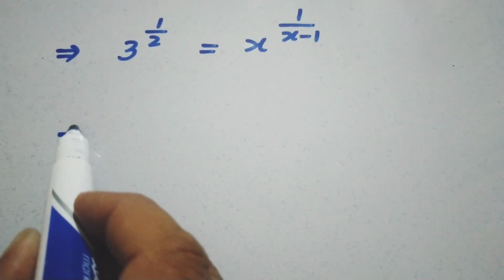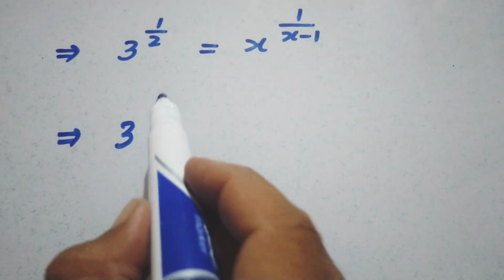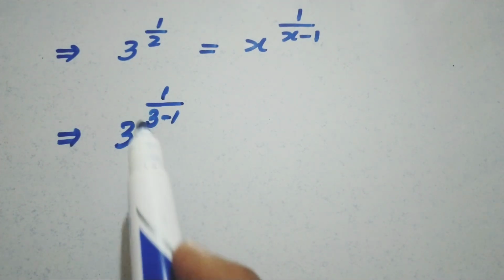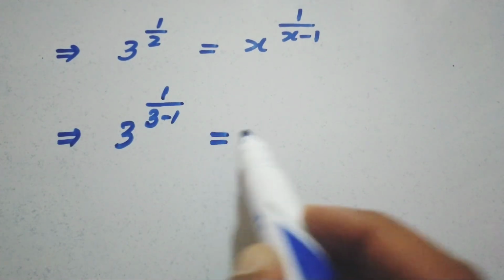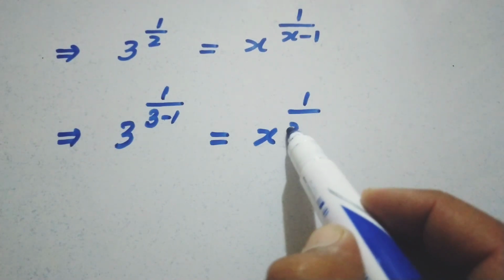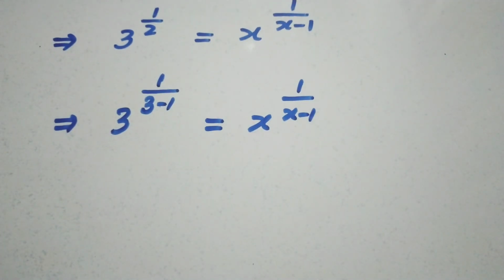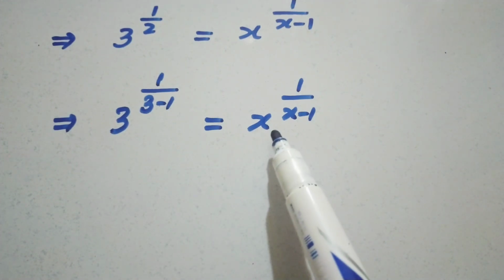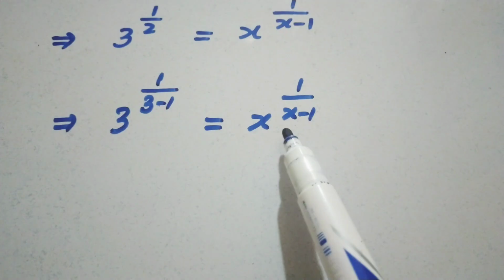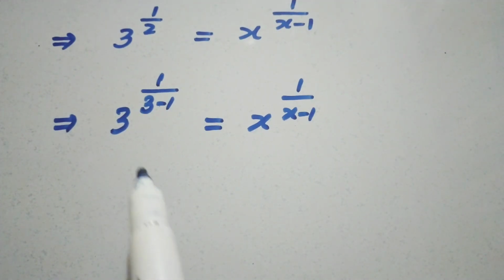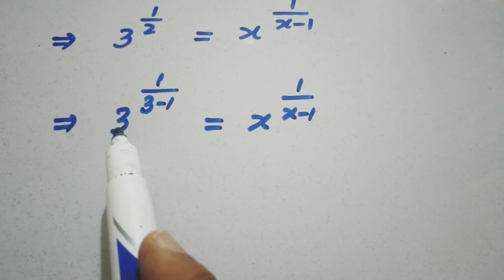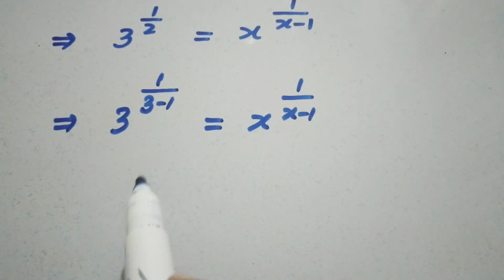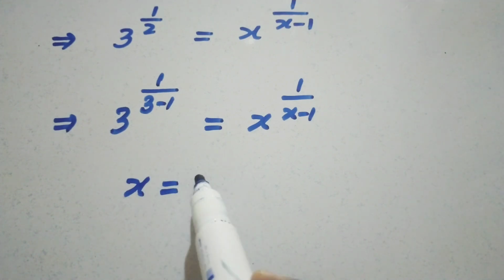Now we have 3 power 1 by 2. We can write this 2 as 3 minus 1. 3 minus 1 is the same as 2. This is equal to x power 1 by x minus 1. Now we have at the left hand side 3 power 1 by 3 minus 1, and at the right hand side we have x power 1 divided by x minus 1. So by comparing these bases, we get 3 power 1 divided by 3 minus 1, and here x power 1 divided by x minus 1. So we get x is equal to 3, or 3 is equal to x.